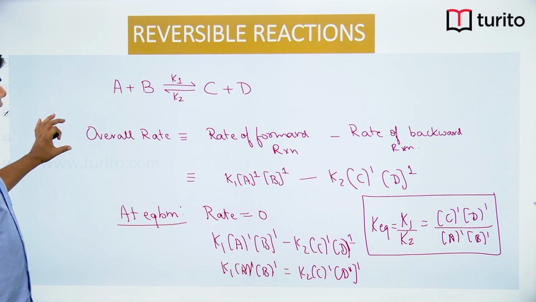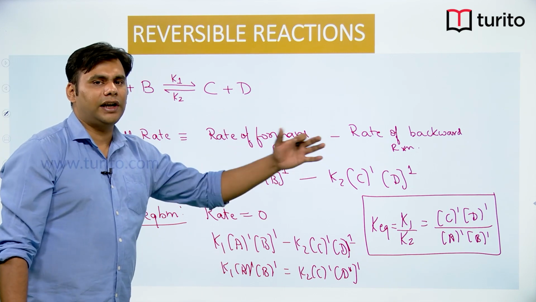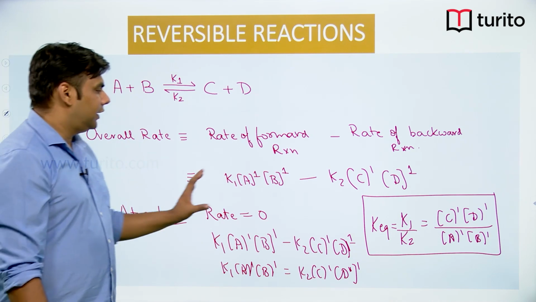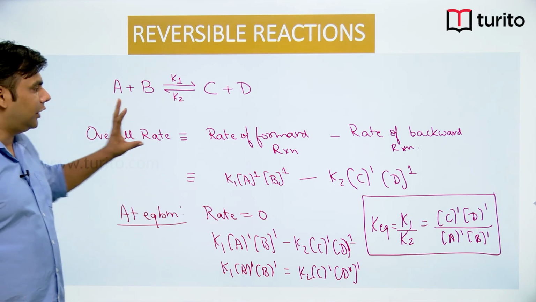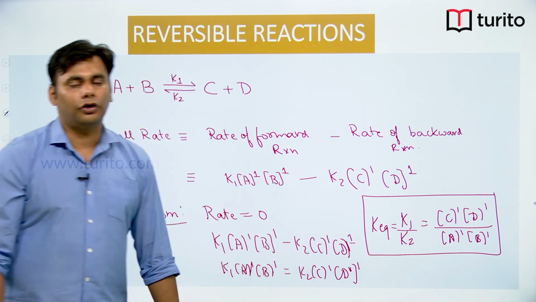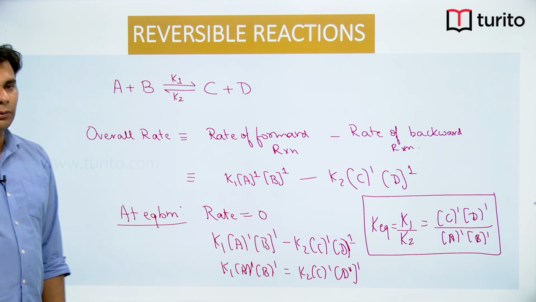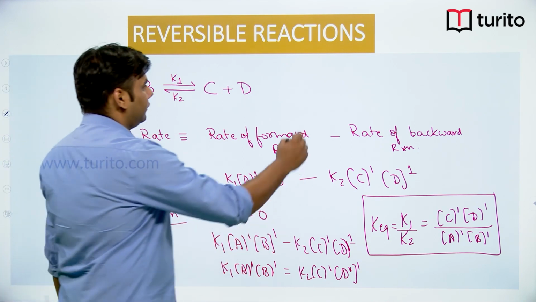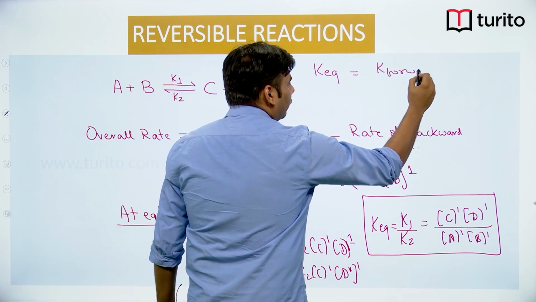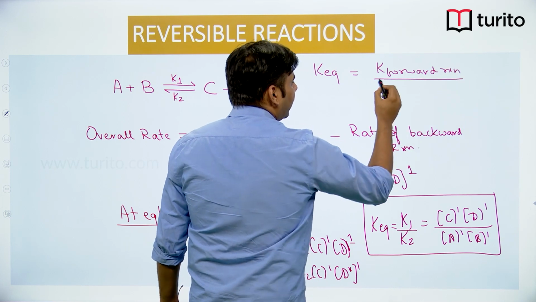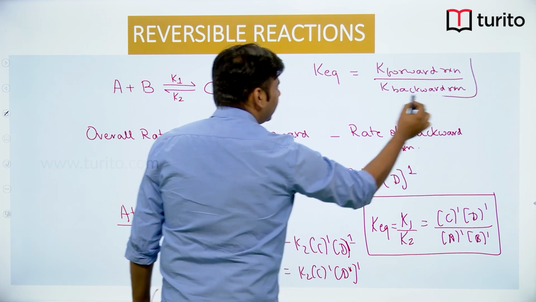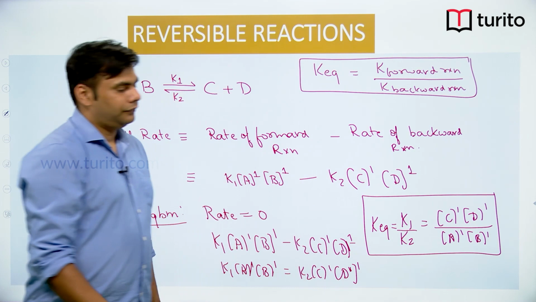Okay, so basically we have written the overall rate, which is for a reversible reaction, which is rate of forward reaction minus rate of backward reaction, and then we equated it with 0 because in equilibrium rate of forward and backward reaction becomes equal. Okay. So basically we got the value of equilibrium constant as rate constant of forward reaction upon rate constant of backward reaction. So we can write that equilibrium constant is always rate constant of forward reaction divided by rate constant of backward reaction. Okay, I hope this is clear to everyone. Okay, you can write it down as well.